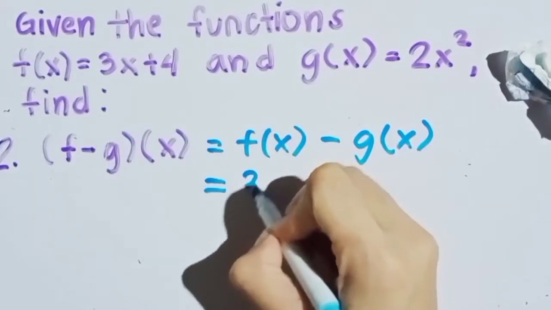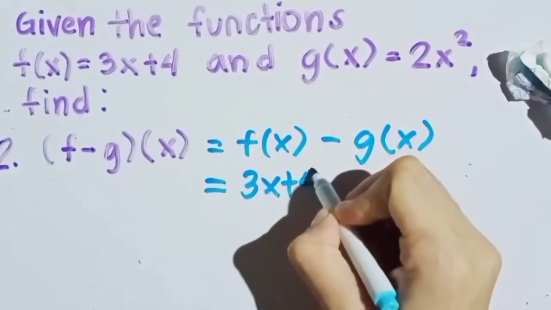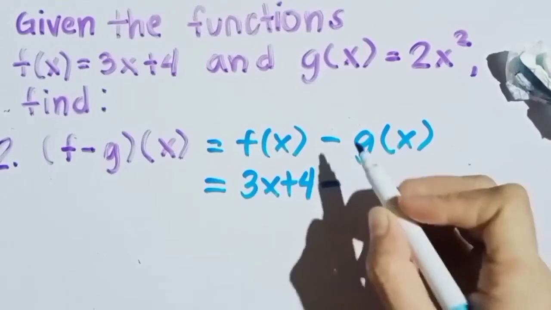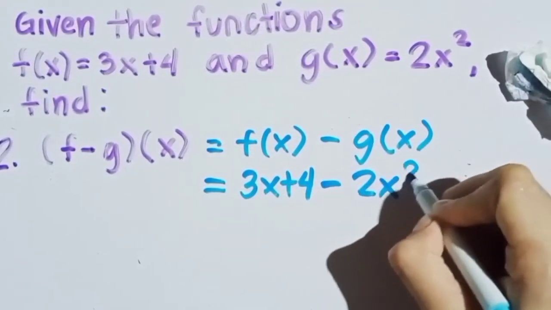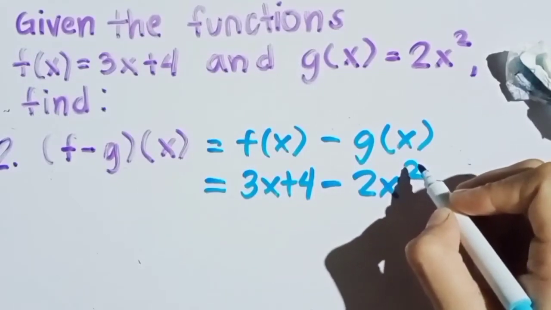So, ito, 3x plus 4. Then, minus yung ating g of x na 2x raised to 2. Then, combine like terms ulit.